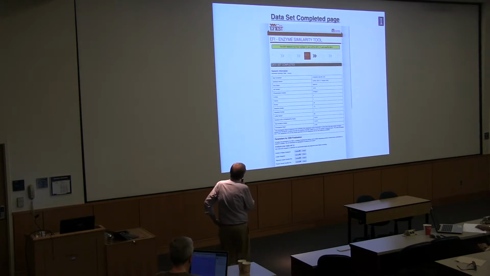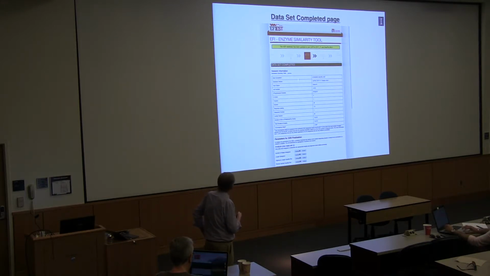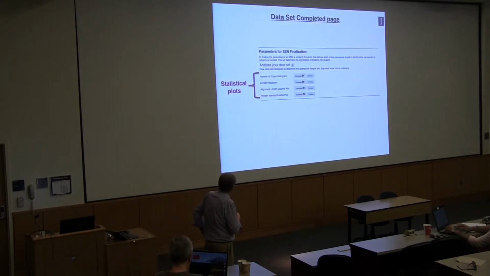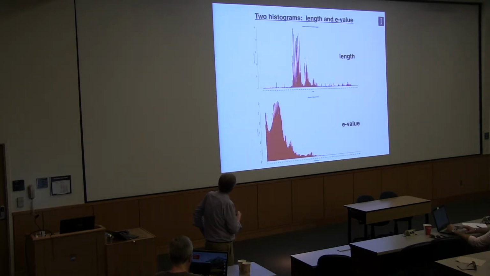Okay, so when the BLAST is done, you'll get an output page, and what's important on the output page are 4 plots. 2 of these are histograms. One is a length histogram, so this shows you the length heterogeneity of your protein family. The other one is an e-value histogram, and it shows you the distribution of the number of times a particular e-value was calculated in the sequence comparison. And I'm not going to go into this.